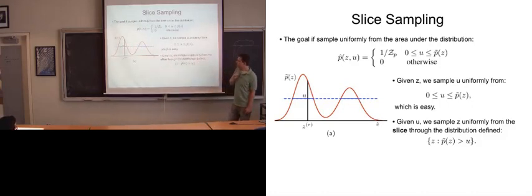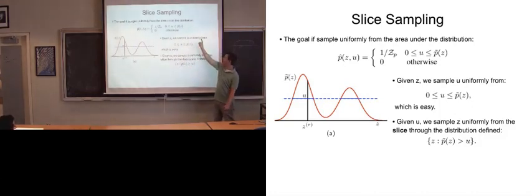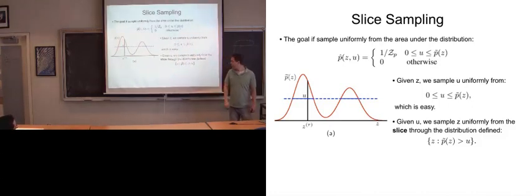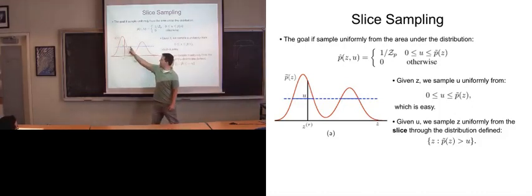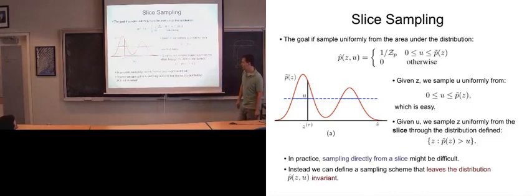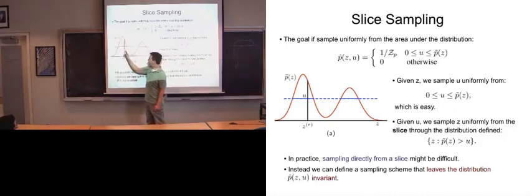Now, given U, we sample Z uniformly from the slice through the distribution defined by this expression. Again, that comes from here. Given Z, you're sampling this way. So ideally, you'd want to draw samples here or here, and you repeat this procedure. Given Z, you sample U. Given U, you sample through the slices.